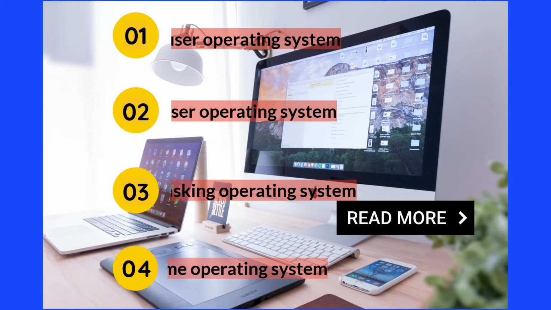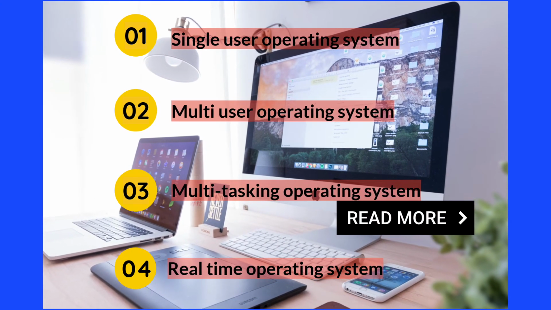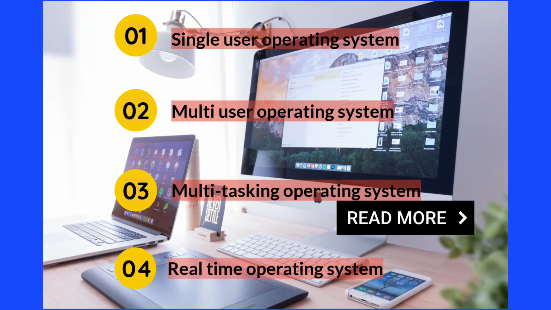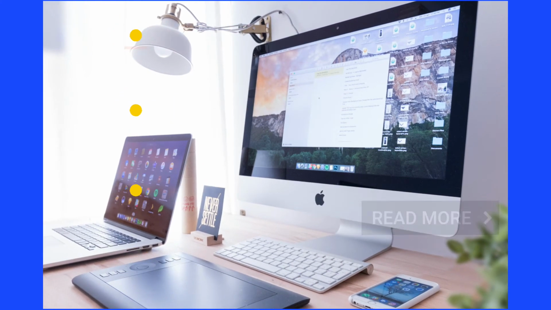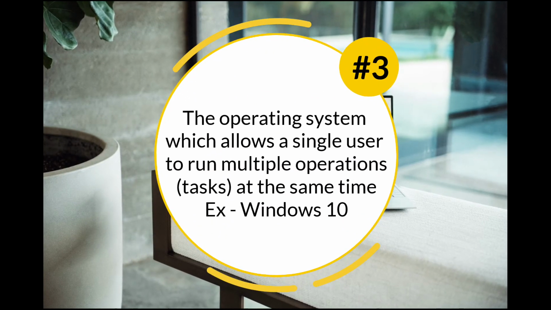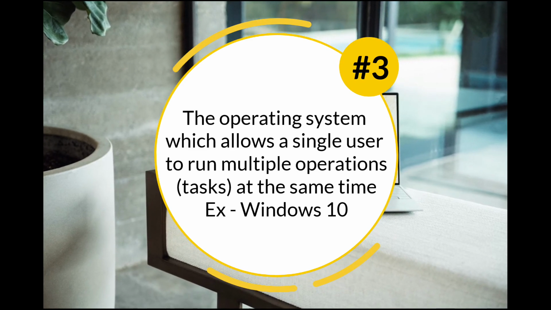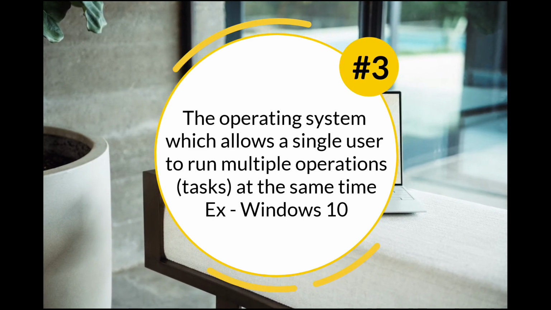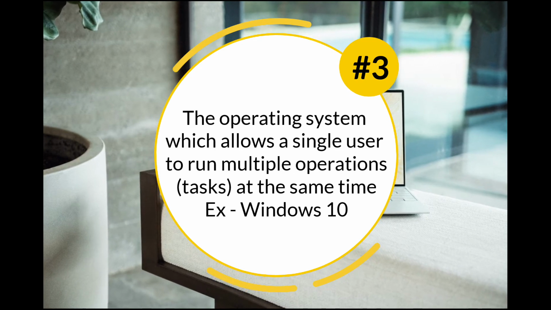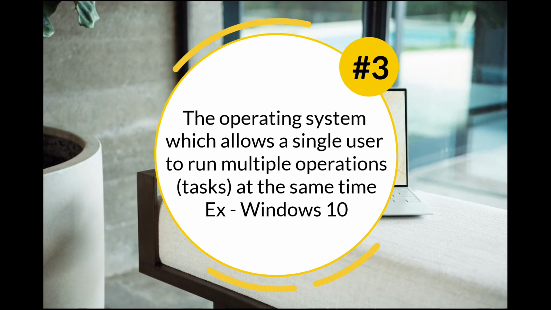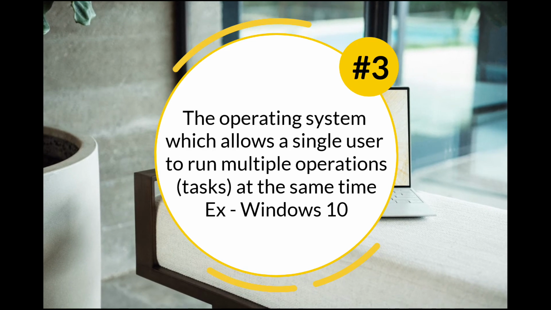The third type is Multitasking Operating System. That is the operating system which allows a single user to run multiple operations at the same time. For example, Windows 10 operating system.